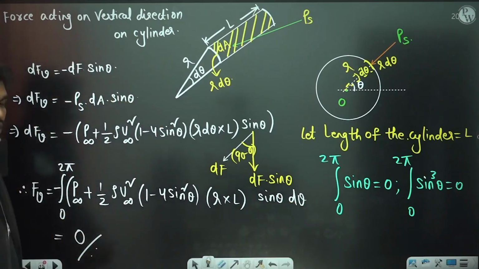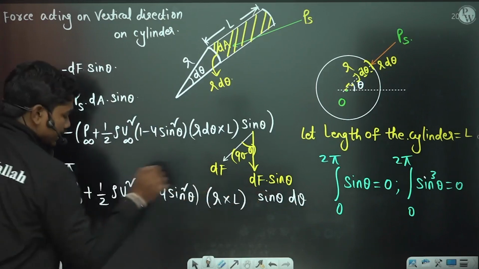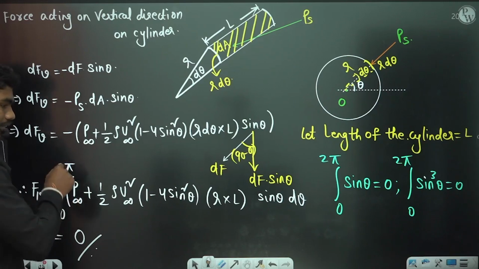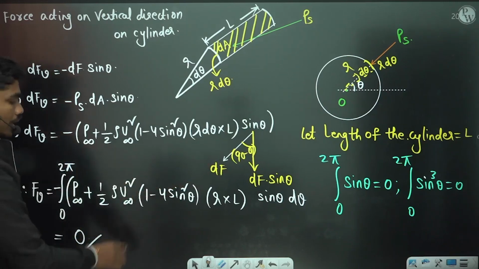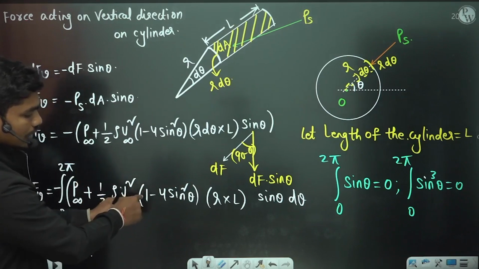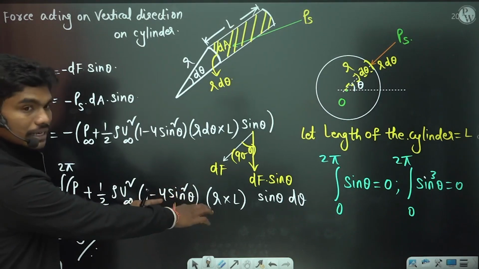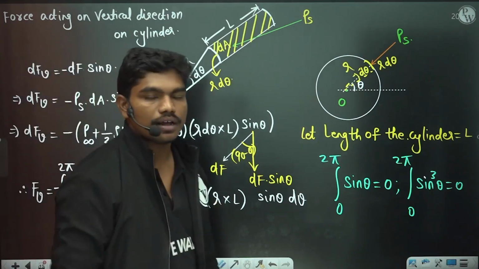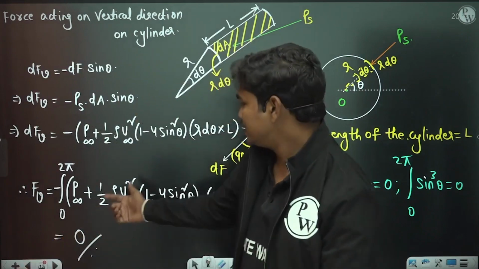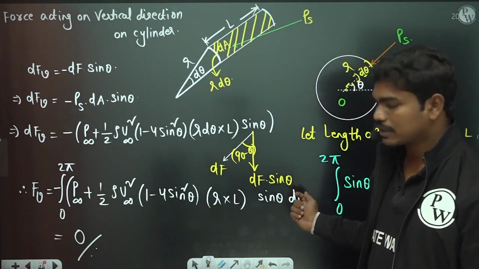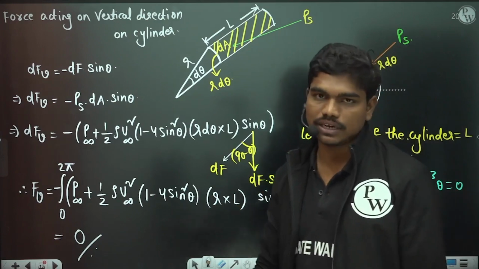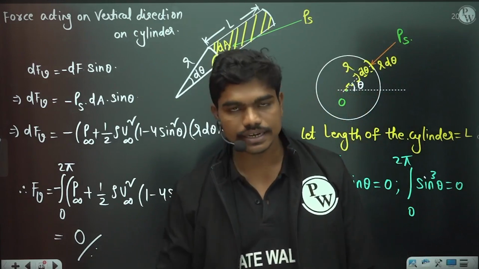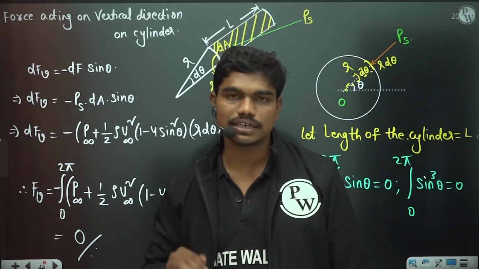Why? Because P infinity is constant, and sine theta is there. If you take it out, then you have the sine theta expression here. So integral 0 to 2 pi sine theta d theta is 0, plus in this case you will get minus integral 0 to 2 pi sine cube theta d theta. Again both the terms are 0. These are constants and the integration is with respect to d theta. So if you integrate this expression, you will end up with a 0 lift force. So that's why in case of a stationary cylinder, you don't have any lift force getting generated on the body. Clear?